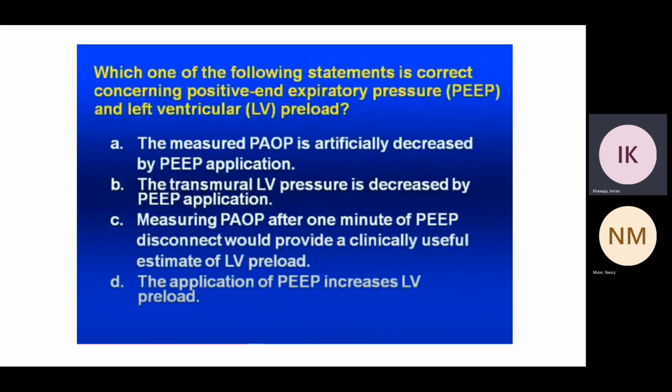Yeah, the same thing happens with volume. If you give volume to someone with impending RV failure, you distend the right ventricle and cause bowing of the septum, and then you compress your left ventricle, so you impair left ventricular filling. But as Dr. Jasmine said, the PEEP has a salutary effect on the left ventricle. It unloads the left ventricle. It improves your forward flow, so it's good for the LV.